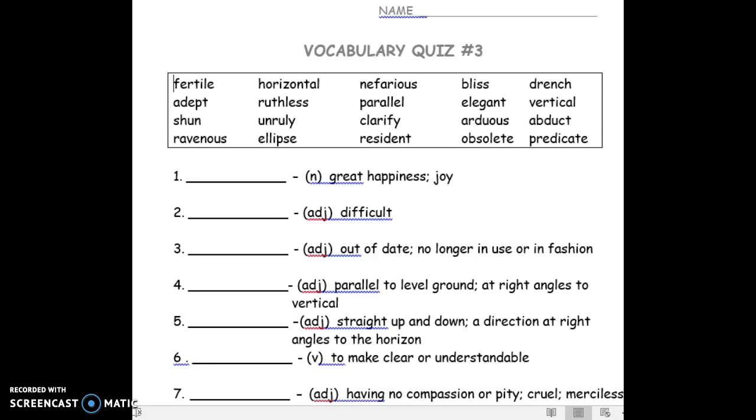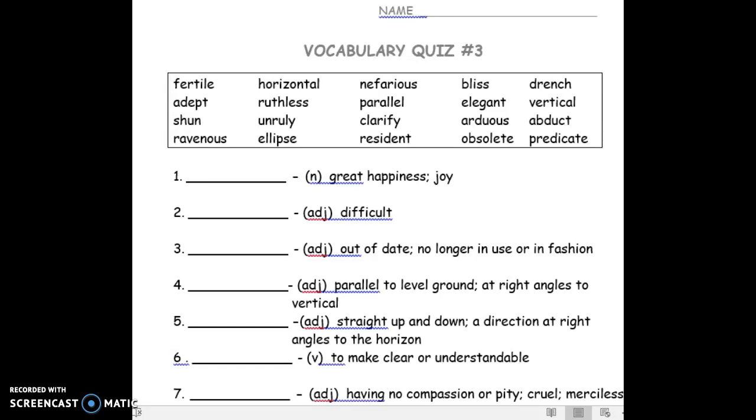Okay, number 1, this is a noun. It means great happiness or joy. Number 2, this is an adjective. It's a word that means difficult. Number 3 is an adjective. It means out of date or no longer in use or fashion.